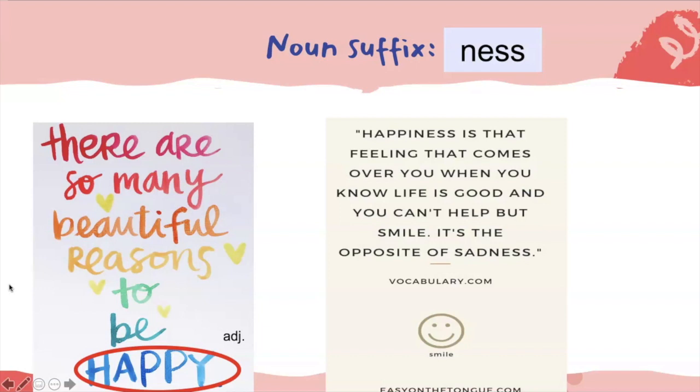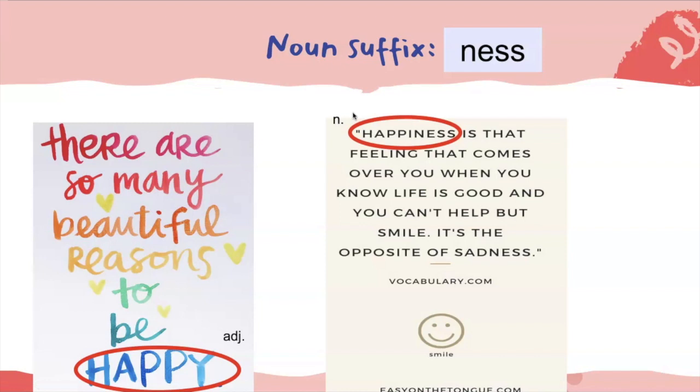Happiness is that feeling that comes over you when you know life is good and you can't help but smile. It's the opposite of sadness. So happiness is the noun of happy, which means the state of being happy. As you can see here, we add ness at the end of the word, and we also change the spelling a little bit. We change y into i. So we have happiness, the noun here.